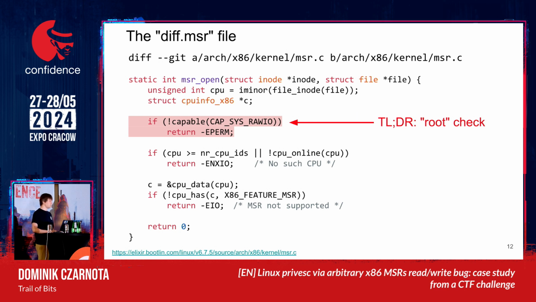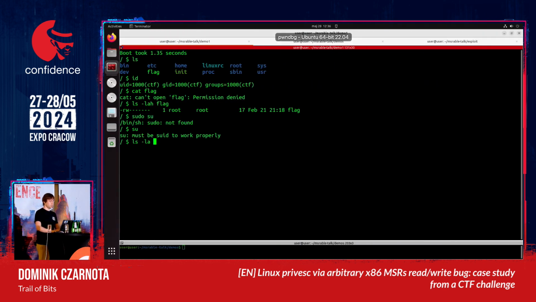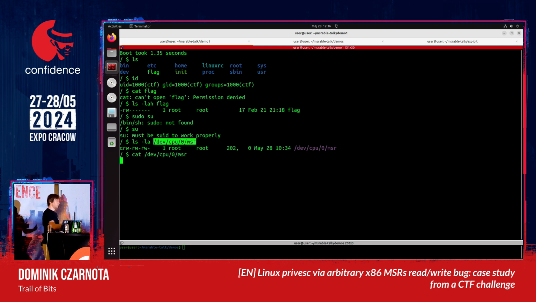The question is when this is actually called. So it turns out that this is actually called when we are invoking or accessing a device, /dev/cpu, then the number of the core of the CPU, and then msr. So we can see this file here, /dev/cpu/0/msr, because there's just one core here. There's this file. It's readable and writable by everyone. And if we try to cat it, like basically open and read something from it, something is happening. Obviously, cat is not returning because cat is not designed to work with this file.